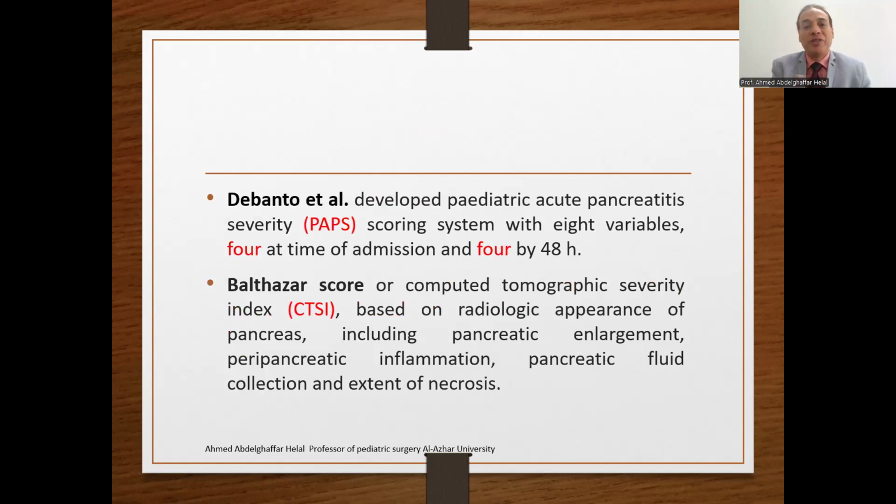DeBanto developed the pediatric acute pancreatitis score, the PAPS score, with 8 variables, 4 at admission and 4 by 48 hours. Also, the Al-Azhar score was developed, related to the radiological assessment of the pancreas. The radiological appearance includes the enlargement, the peripancreatic inflammation, the pancreatic fluid collection, and the extent of necrosis.